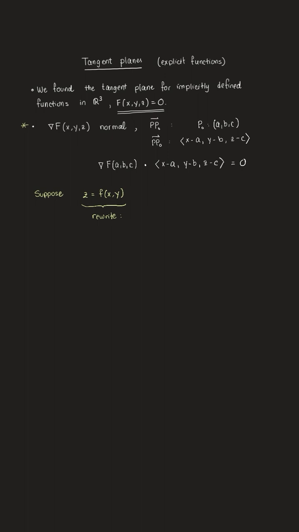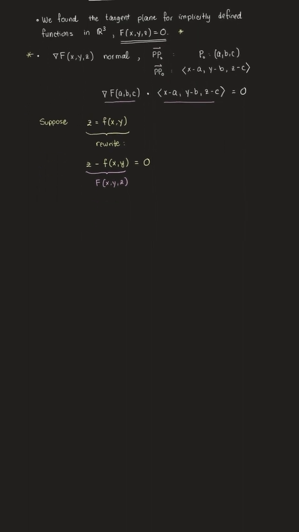I'm going to subtract f of xy from both sides of this equation, and now we look at what we have. Now it looks like our implicitly defined equation F of xyz equals 0. So this is how we will consider our function F of xyz. And now we're ready to find the gradient, dot it with a vector on the plane, and set that equal to 0, and we'll have our equation for an explicitly defined function. So let's find the gradient.